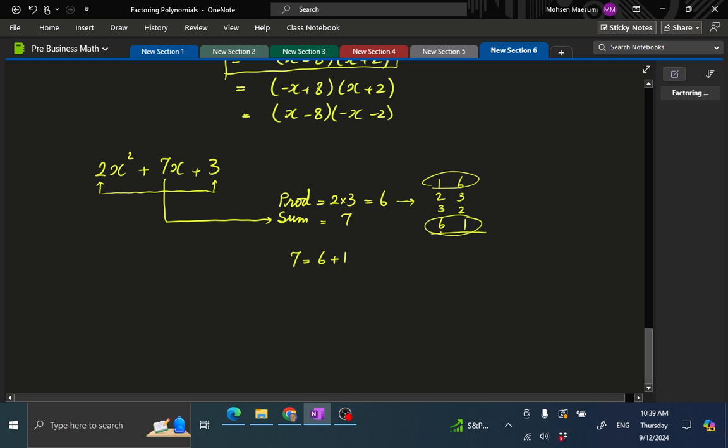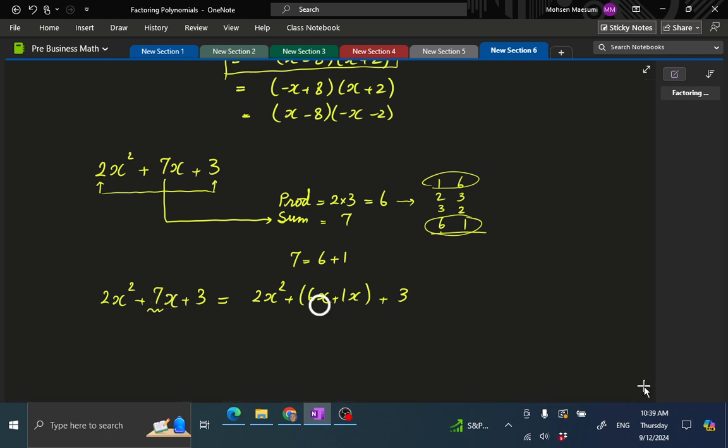So I write my expression, 2x squared plus 7x plus 3. I take this 7 and write it instead as 6x plus 1x plus 3. Is that right? I just put a parenthesis so that we see what happened to 7x. We just wrote it as 6x plus 1x.